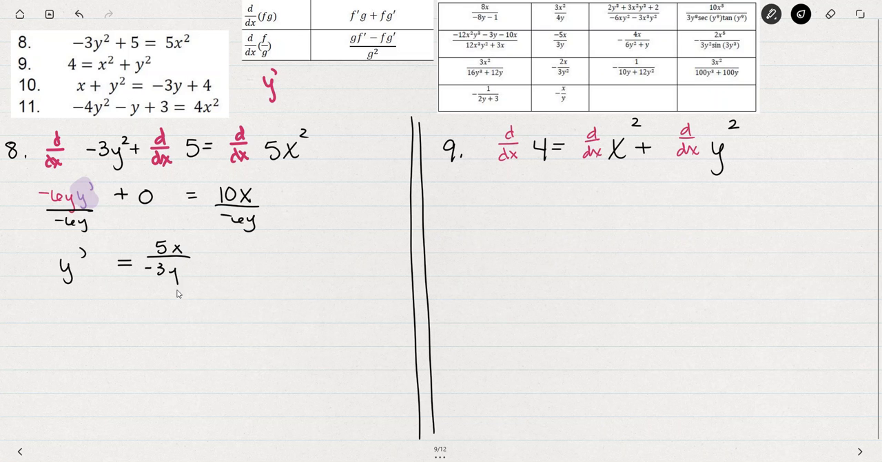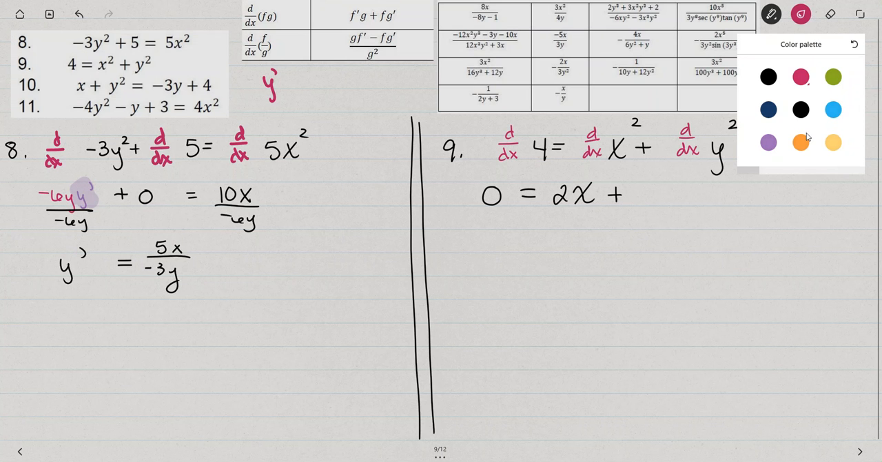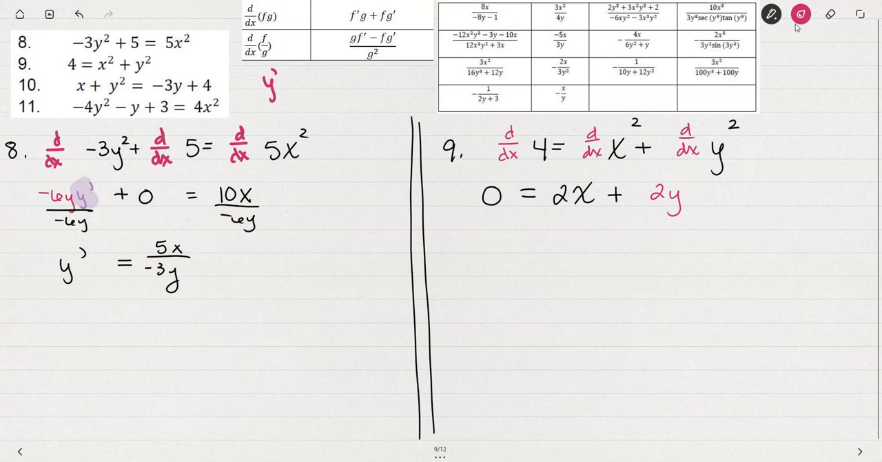over negative 3y. Number 9, the derivative with respect to x of 4, that's just 0 because the derivative of a constant is 0. The derivative with respect to x of x squared is going to be 2x. And then I'm going to have to be careful. The derivative with respect to x of y squared is going to be 2y times y prime. Remember to chain whenever the variable doesn't match up to what we're taking the derivative with respect to x of. Whenever they don't match up, then I've got to include this chain of y prime.